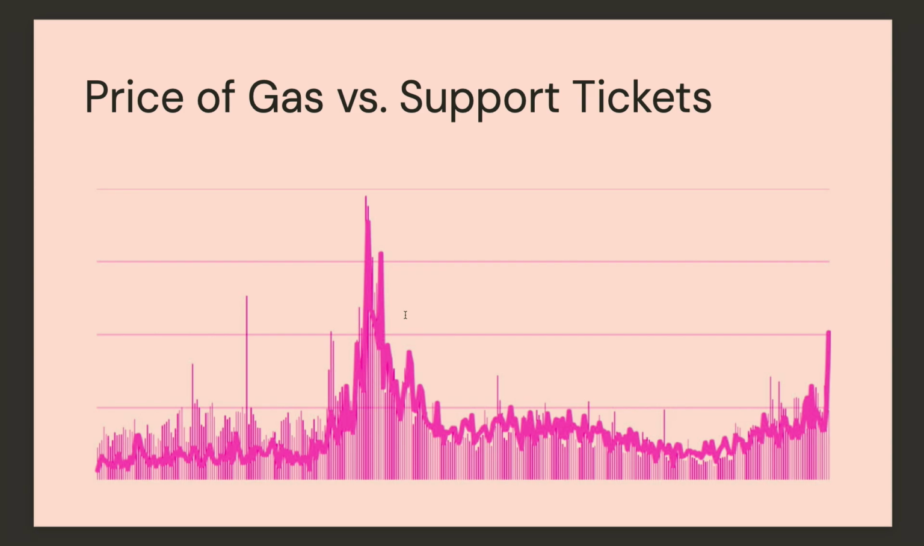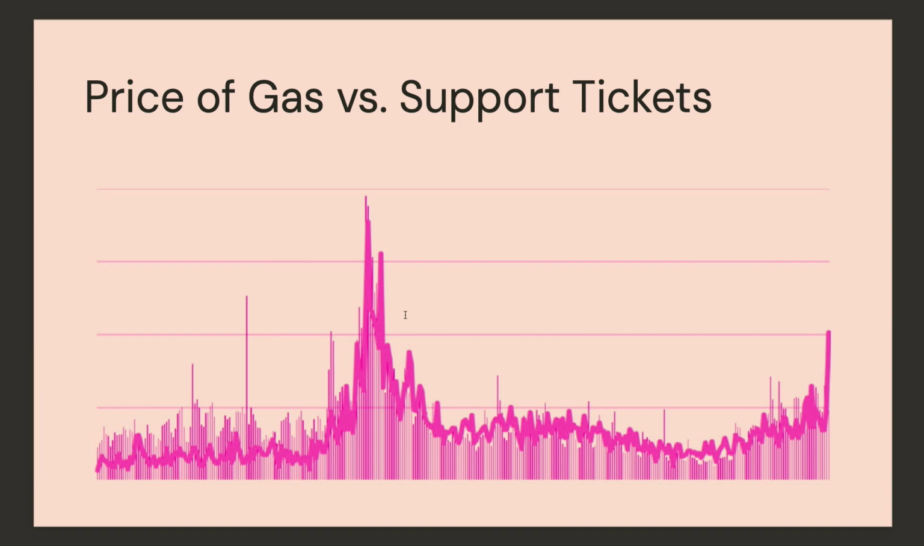This is a graph that shows the number of support tickets we get per day, along with the price of gas on Ethereum L1. And as you can see, they're very strongly correlated. When we talk to our users, they don't make a distinction between Uniswap, the app, and the blockchain on which it's built. And we get blamed for the blockchain's problems.